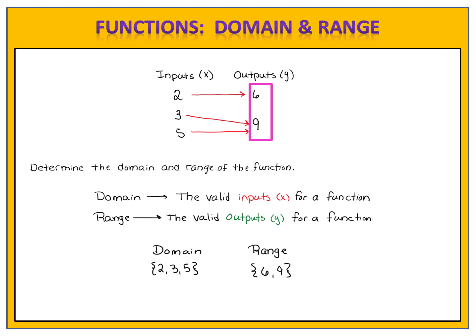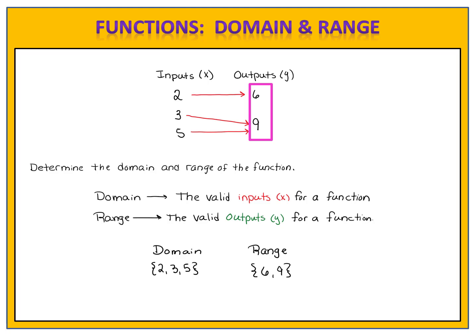Please be careful when using the words domain and range. If we look at the numbers in the domain, 2, 3, and 5, altogether they are referred to as the domain. But individually, they are simply inputs. It would be incorrect to say that 2 was a domain. 2 is not a domain. 2 is an input or a member of the domain.